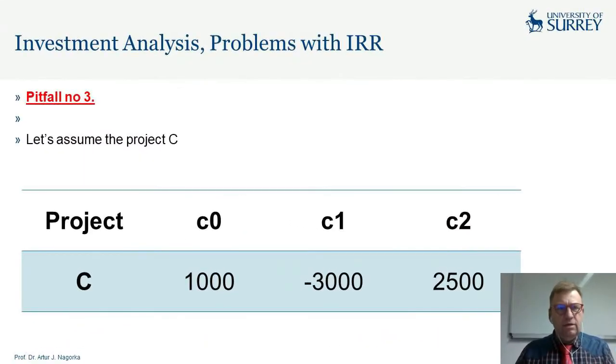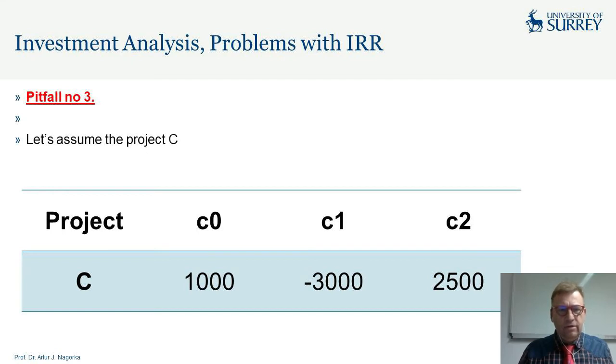We have pitfall number 3. We assume the project, called Project C, looks like this. 1,000 is the investment. Then in year 1 we have plus 1,000. Then in the second year, minus 3,000. And then in the second year we also have an income. So we receive, we pay, we receive. All right? So we can see how the project looks.